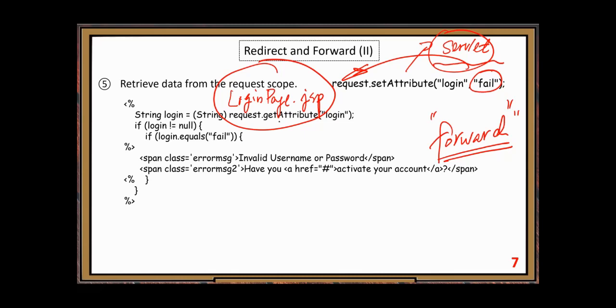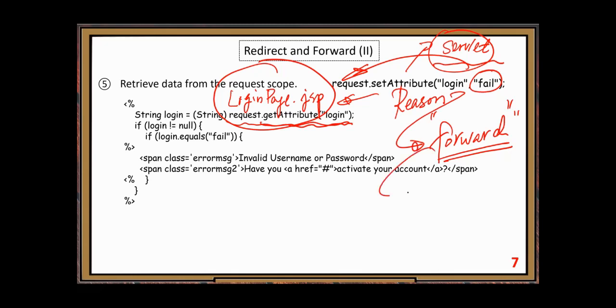But why can you access data from your login.jsp when the data is stored in the servlet? Why can you do that? Why is the data still there? This data is not lost. The data is still there. Why is that? The reason is that we use the forward method.